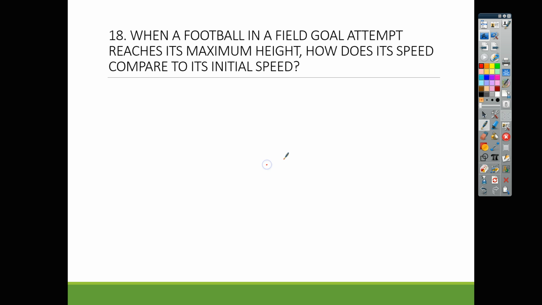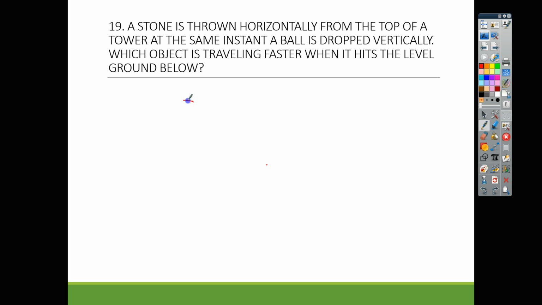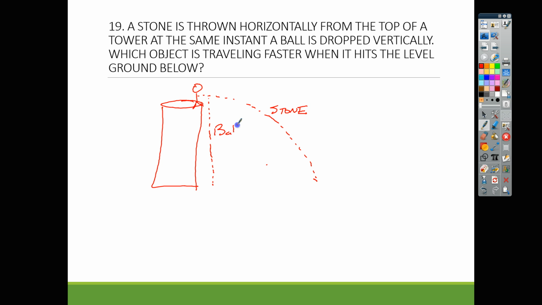For number 19, this one says a stone is thrown horizontally from the top of a tower. At the same instant, a ball is dropped vertically. Which one is traveling faster when it hits the ground below? So here's our tower, and we're going to have a person standing on the tower. They throw one ball, it comes down, and it hits the ground. And I have another ball that we drop straight down, and they want to know which one of these will have a greater speed. So here is the stone. This is the path of the stone, and a ball is dropped here.